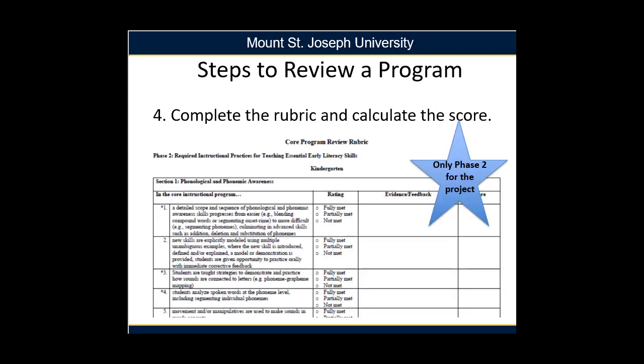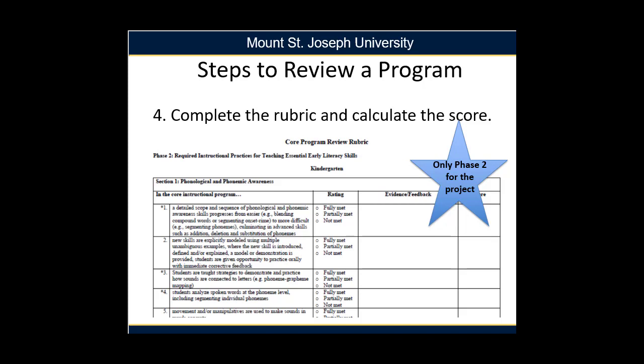Next, you're going to complete the rubric. So again, you have your scope and sequence in front of you. You have your 3 marked lessons. And now I'm going to look at each rubric item and rate that item based on the evidence I see in the program. I want you to look at the full rubric that the Colorado Department of Education has put together. But for the purpose of this project, you are only going to complete Phase 2.